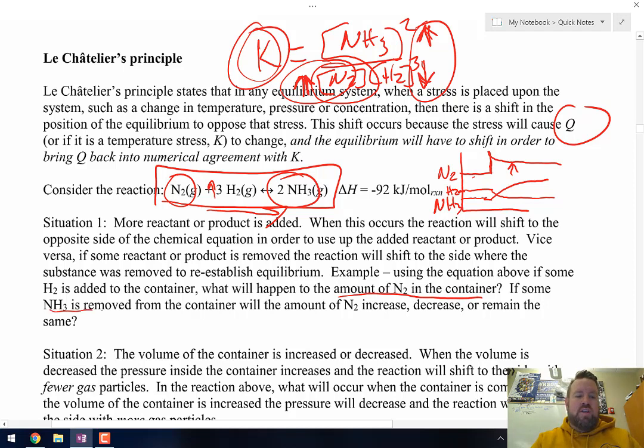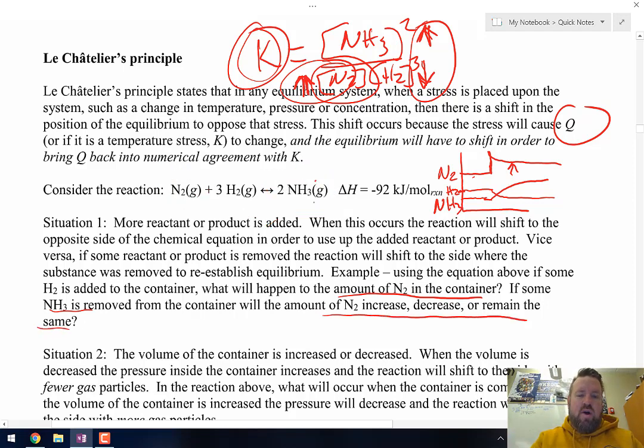If some ammonia is removed from the container, will the amount of nitrogen increase, decrease, or remain the same? So if NH3 goes down, the reaction is going to shift to that side to make more of it. And again, Q is a great way to describe why. Why does it shift to the right? Well, because as Q goes down, Q is less than K, and the reaction is going to proceed to the right to make more product to get back to the equilibrium constant. Okay, so if NH3 goes down, the amount of nitrogen will decrease.